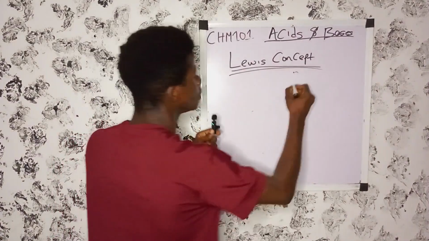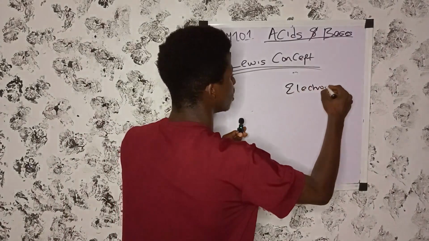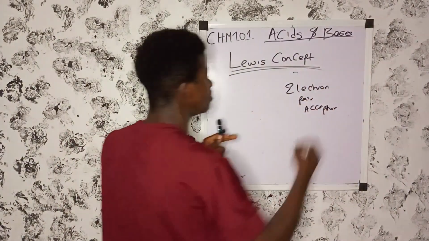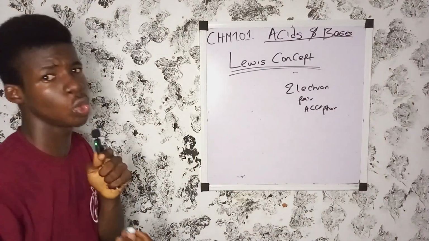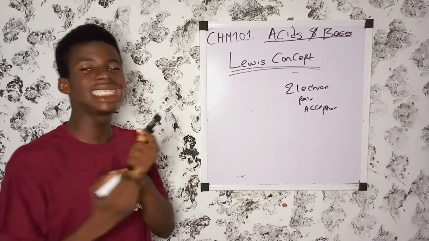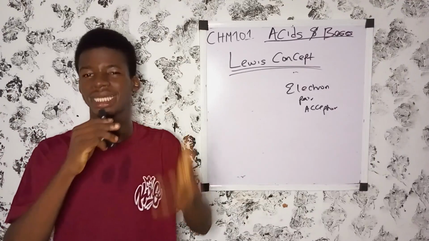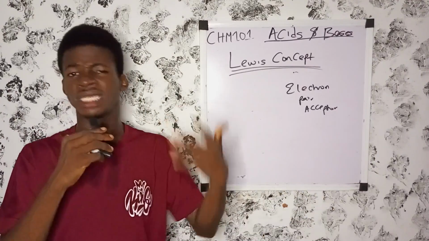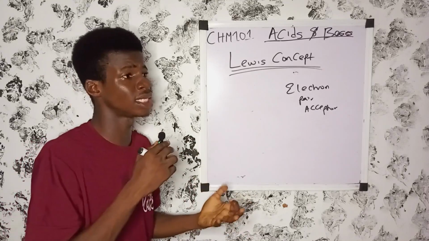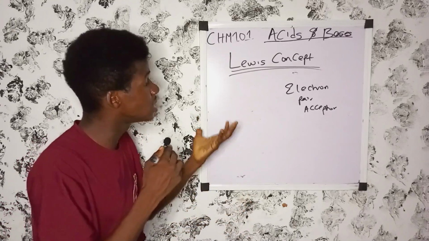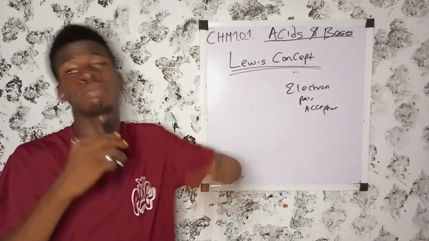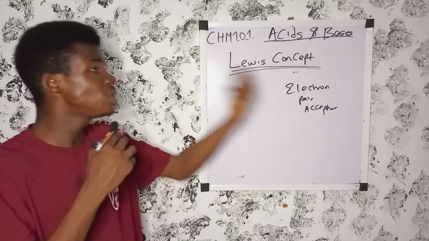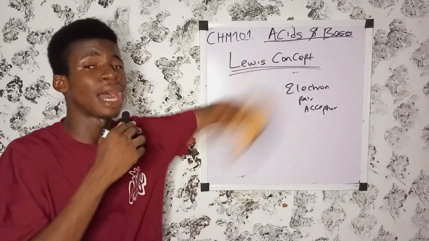Now let's continue. Lewis defined an acid to be an electron pair acceptor, and a base to be an electron pair donor. It didn't limit an acid to be a substance that must dissolve in water first. It didn't limit an acid to be a substance that has a proton, that has a hydrogen ion. So the Lewis concept is above that.